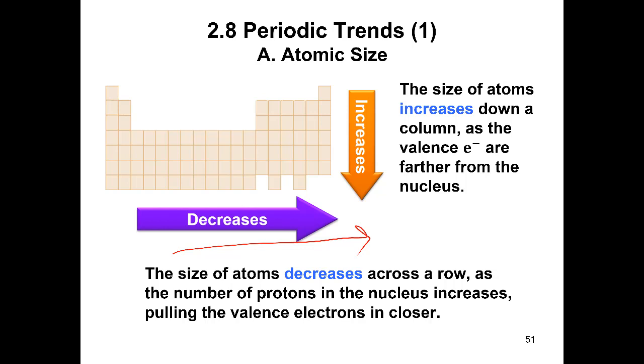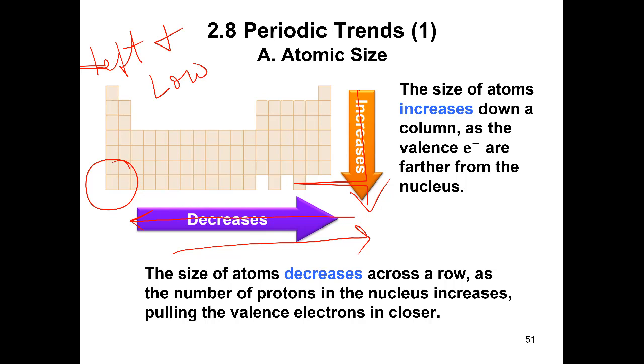Now, you increase as you go down the column and you decrease as you go across the row. So the highest one that you would have would be over here, right? Because if you go the opposite way, it's going to increase that way. It's going to increase as you go down and as you go across. So I call this property left and low. The farther left and low you go, the bigger the atom is. Okay, does that make sense? Okay.